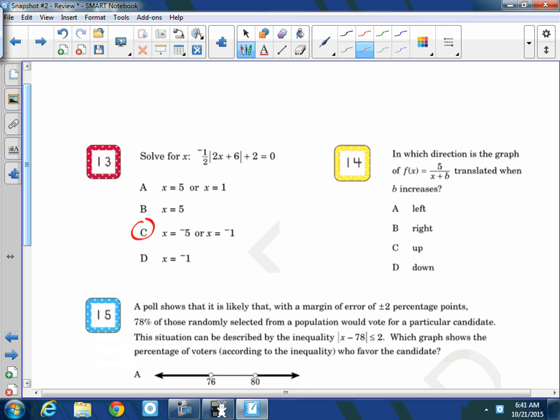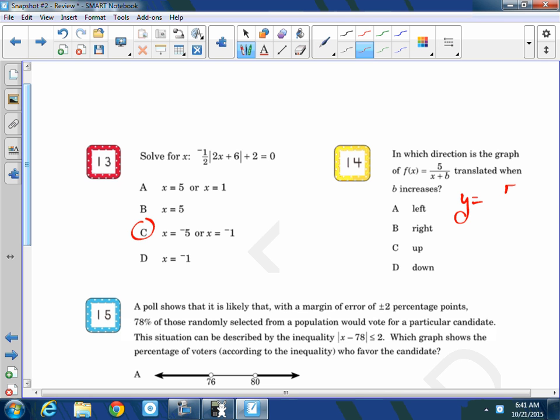All right, for number 14, which direction is the graph of f of x equals 5 divided by x plus b translated when b increases. Okay, so I don't have any numbers for b, so what I'm going to have to do is give myself some numbers. So this is what I do. F of x is the same thing as y.